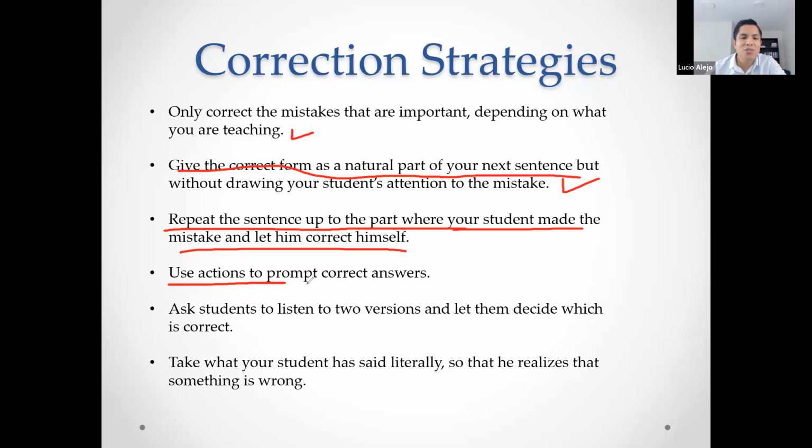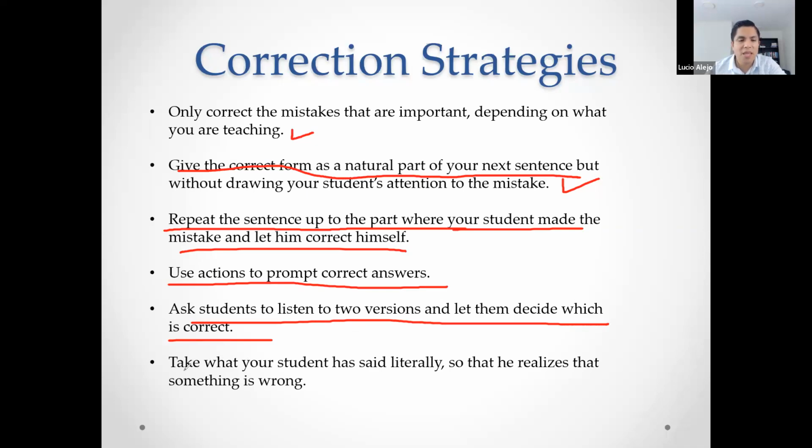Also, use actions to prompt correct answers, right? For example, you can tell them, you go to Piura, right? So you can use mimes too. Ask students to listen to two versions and let them decide which is correct. So you can say, you go to Piura or you went to Piura on your last vacation? Oh, teacher, I went to Piura.